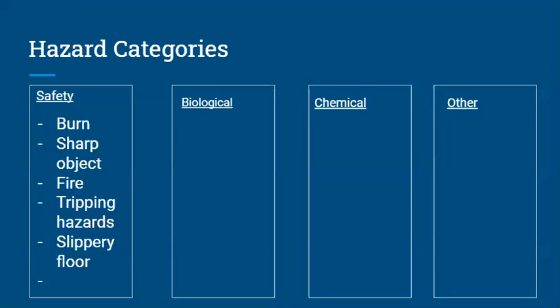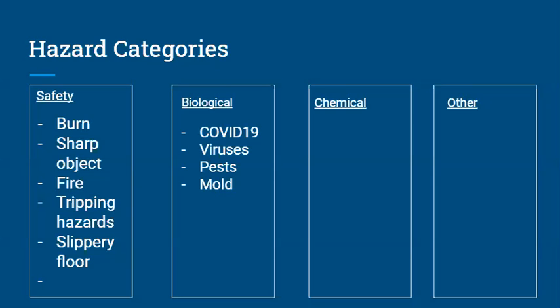The first category is safety hazards. These usually have a very immediate cause and effect. They're usually very visible. It's very obvious what happened. Examples are things that can burn you, or sharp objects that can cut you or poke you, fire, things that you can trip over, and also clutter, for example. And then things like a slippery floor or something that could make you fall.